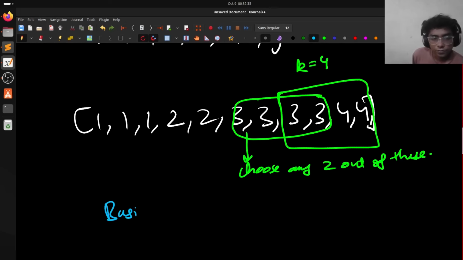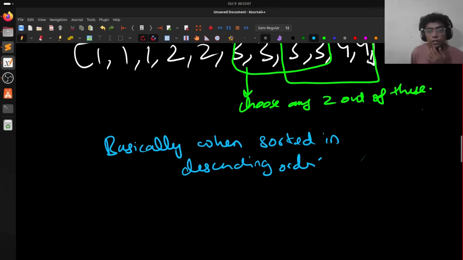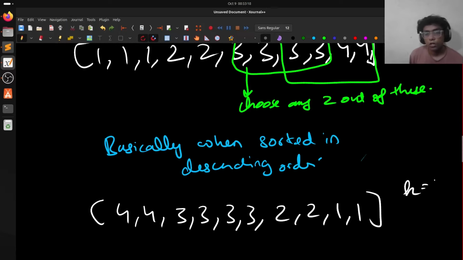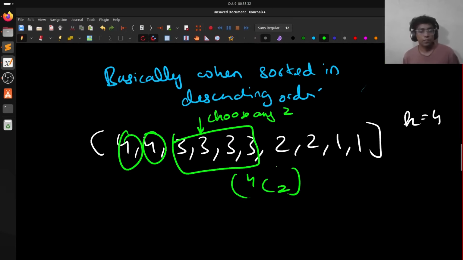Or basically, when sorted in descending order, let's say we write this in descending order. So 4, 4, 3, 3, 3, 3, 2, 2, 1, 1, k equals 4. So we choose the top 4 bloggers, right? We choose 1, 2, and here we need to choose in these 4 any two, right? So our answer will be 4 choose 2. Basically, we can choose any two and it will still give us the same sum, right? We want the maximum sum and all of these are equal numbers.